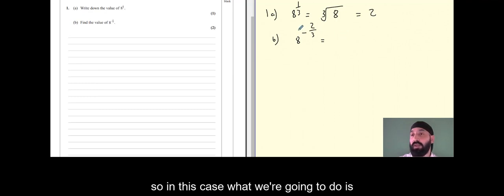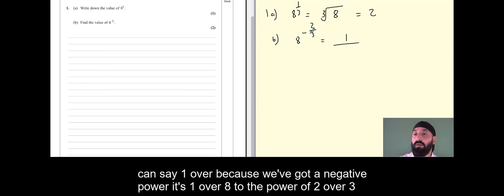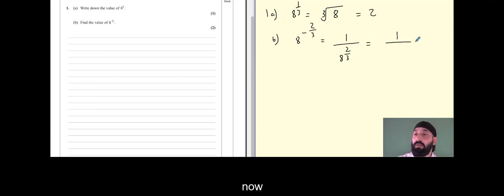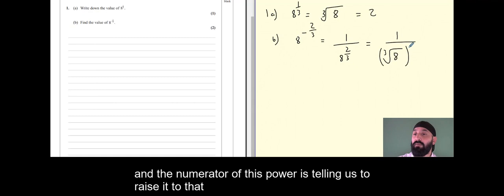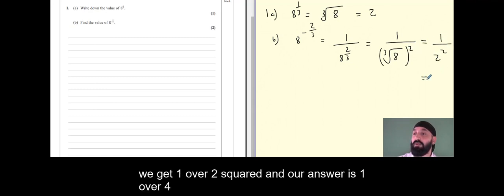So in this case, because we've got a negative power, it's 1 over 8 to the power of 2 over 3. Now that is the same as saying the cube root of 8, because the denominator is 3, that is telling us to take a particular root, and the numerator of this power is telling us to raise it to that power. So we get 1 over 2 squared, and our answer is 1 over 4.